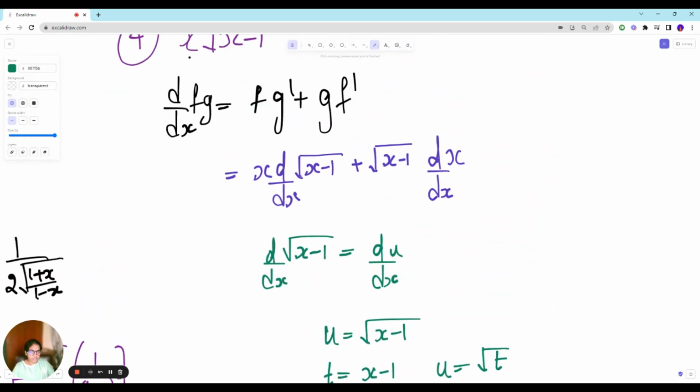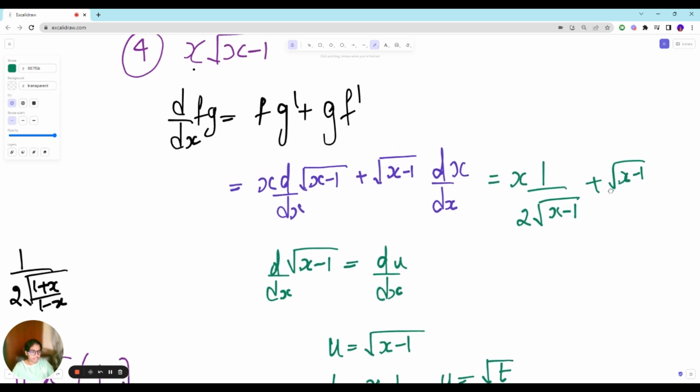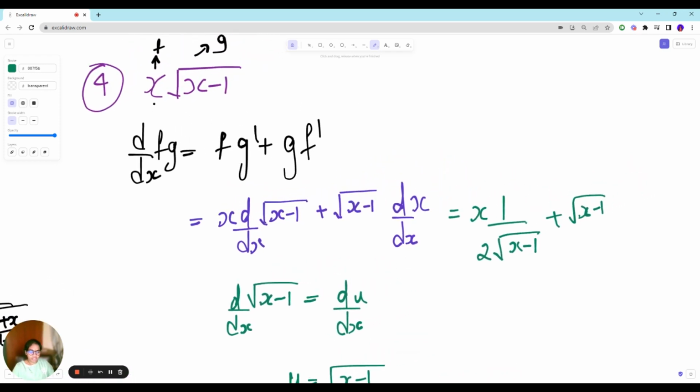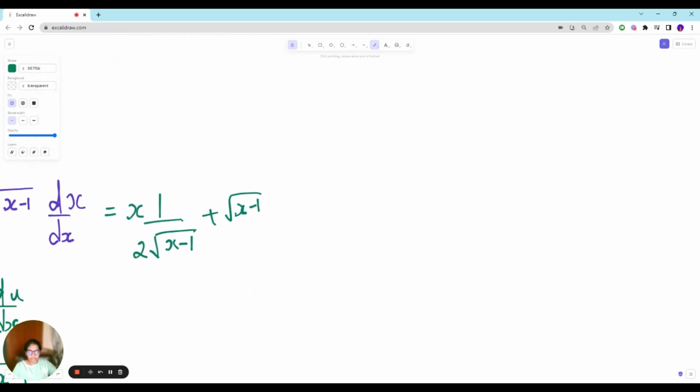So here, let me write. This is equal to x times 1 divided by 2 square root of x minus 1, plus square root of x minus 1. The derivative of x with respect to x is 1, right? So this is our final answer for this problem. Okay, let me solve another problem.